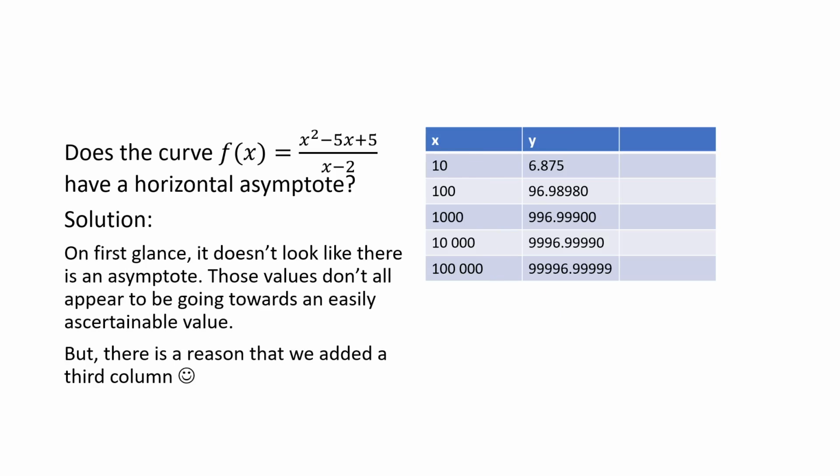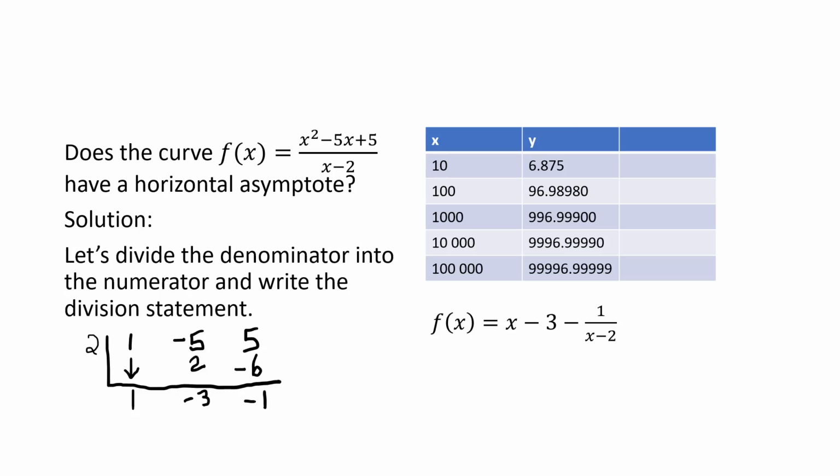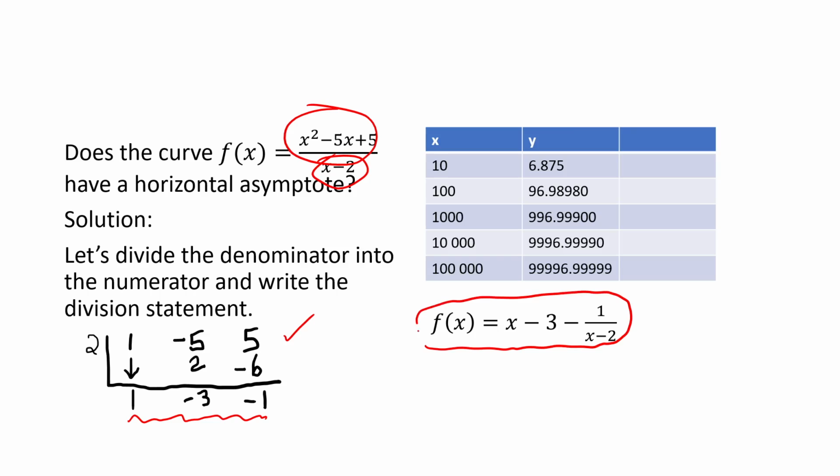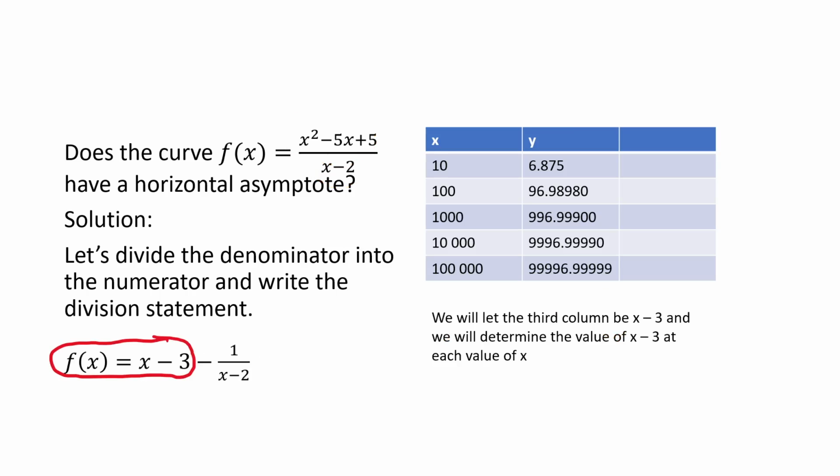But because I already know what the answer is going to be, we're going to put a third column on this table of values, and we are going to determine what to put in that third column. But first, we're going to do the division. We're going to divide x minus 2 into x squared minus 5x plus 5, like we did here. And we're going to come up with this expression here. Well, using our division of polynomials concepts from earlier, we're going to say, okay, f of x is equal to x minus 3 minus 1 over x minus 2. Well, we're going to focus just on the x minus 3 part.